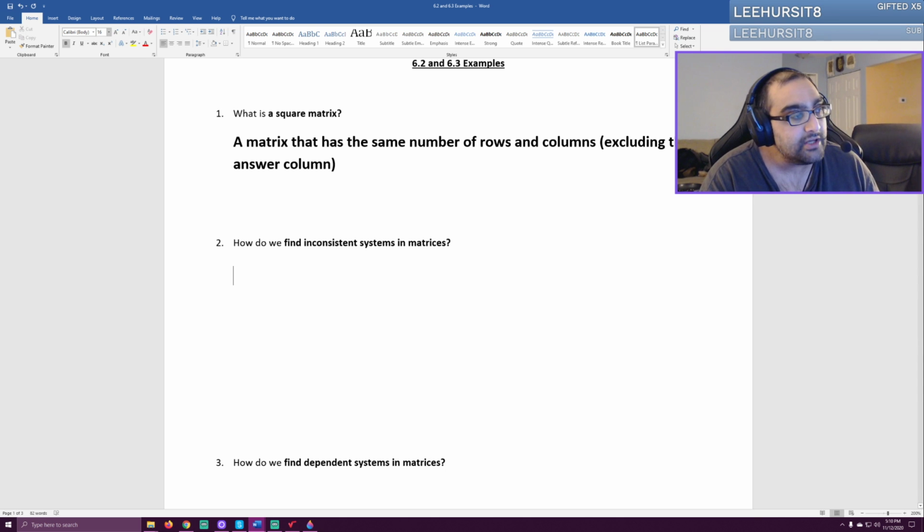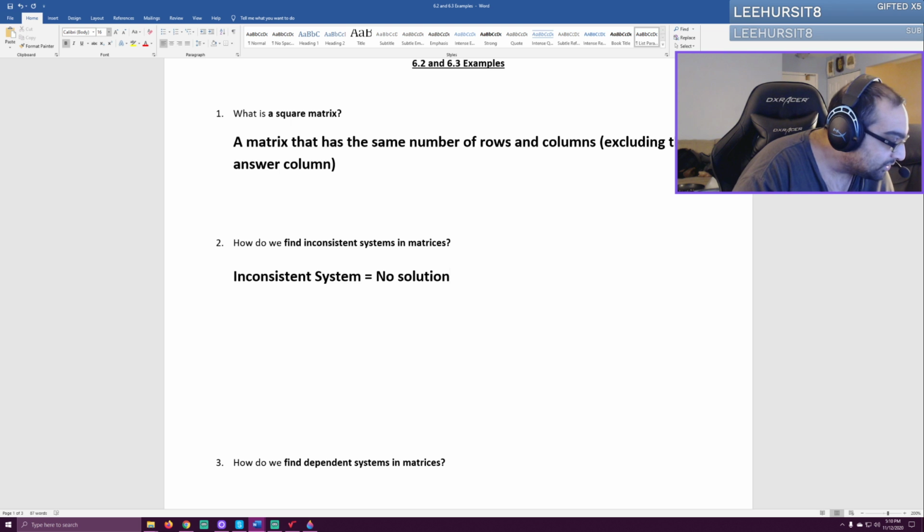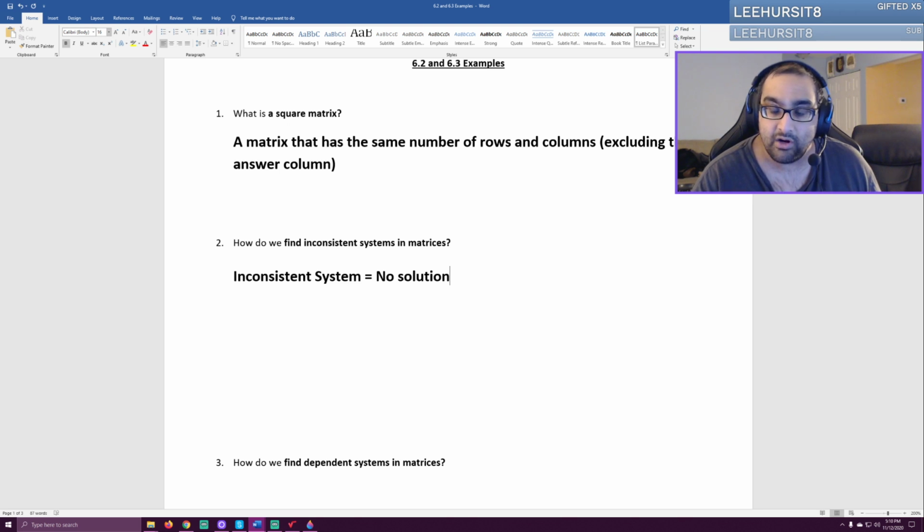Let's take a look at question number 2 in relation to that. It says, how do we find inconsistent systems in matrices? Well, first of all, let's define inconsistent. An inconsistent system is basically tantamount to no solutions. There's no way we're going to be able to find a solution for that particular matrix. Now comes the important question: what exactly are we looking for when we want to find a no solution case?